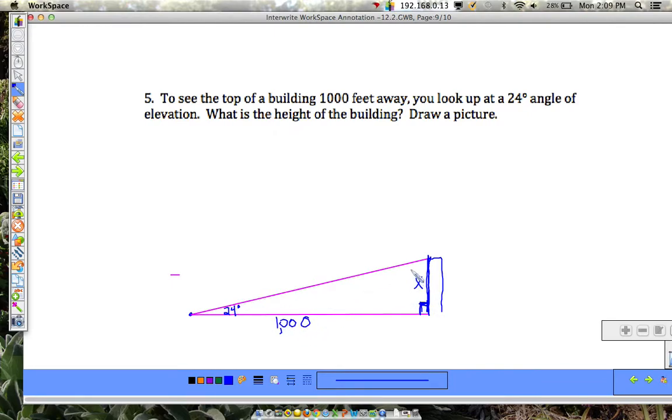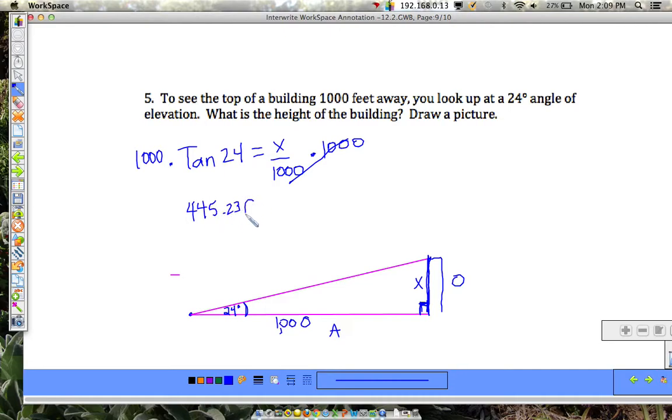I've got an angle, a side, and I'm missing one side. So I mark my angle. I see x is the opposite side, and 1,000 is the adjacent side. So that's tangent. Tangent of 24 degrees is going to equal x over 1,000. Multiply both sides by 1,000, and we're left with x equals 1,000 times the tangent of 24, which will be 445.23 feet. That building is pretty tall. Okay, one more.